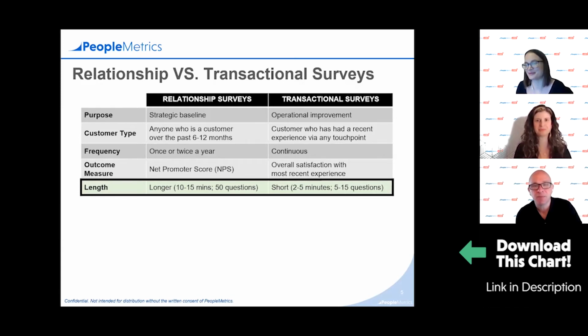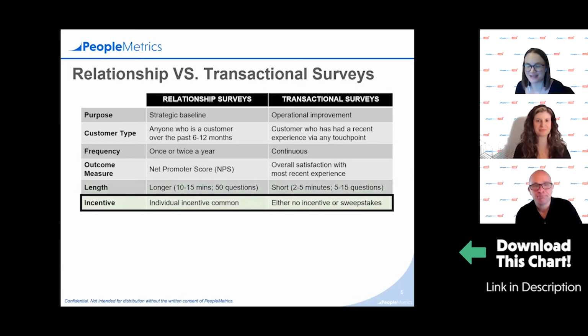Right. I think this leads perfectly into the next one, which is how do you get folks to take these longer surveys? I mean, we do incentives if we need to, right? Audrey, sometimes we do, sometimes we don't. We almost never do incentives anymore on transactional. If we do them, they would be a sweepstakes. Not everybody would get an incentive. For long relationship surveys, if they're creeping past 15 minutes, you may have to offer some token incentive.